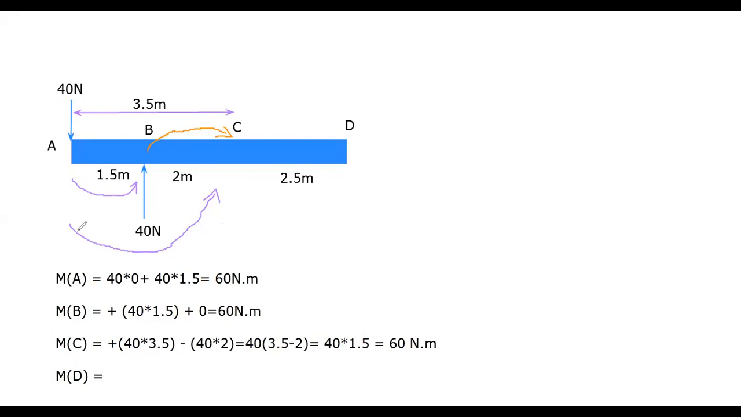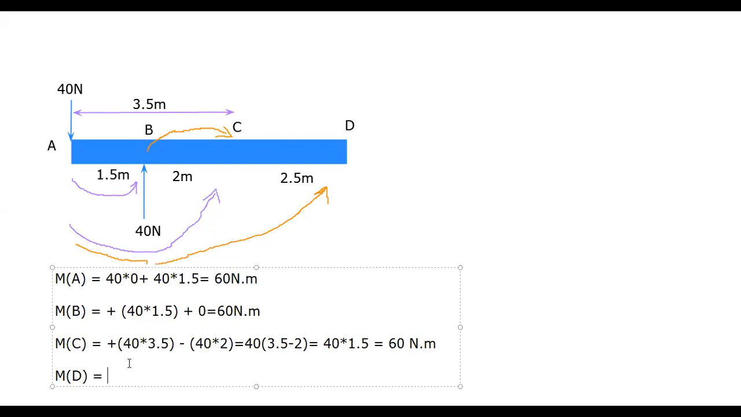anti-clockwise moment about the point D. About the point D, it will create the anti-clockwise moment. Okay, and anti-clockwise moment is positive as per our sign convention. So plus 40 multiplied by, now the distance will be more here about the point D. So the distance will be now how much? Distance will be 3.5 plus 2.5. So this will be 6 meter.